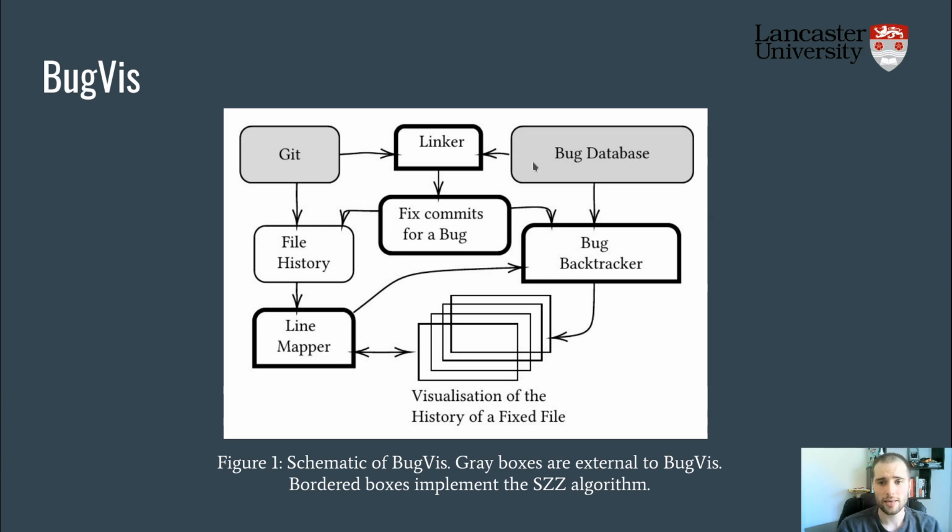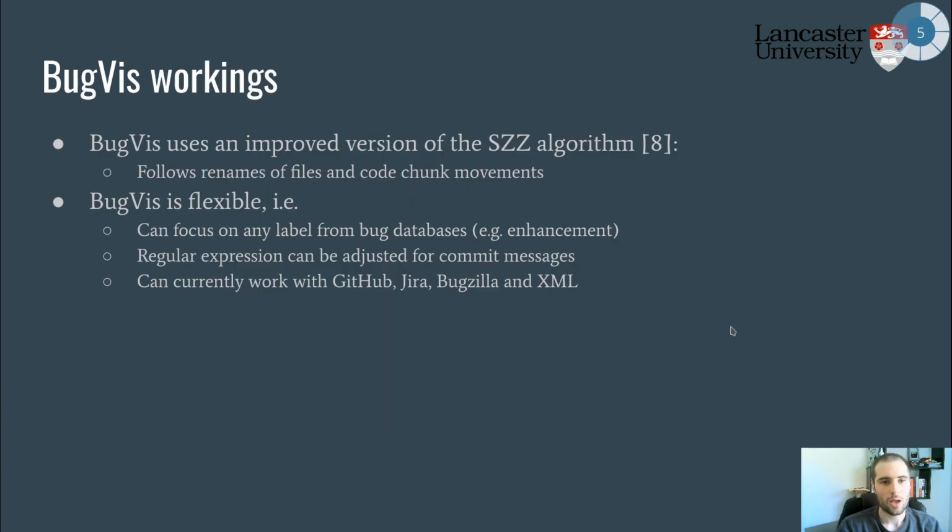So in the case of the linker, it works with an external SZZ tool, and in this case SZZ is a quite famous, prominent algorithm that is used in software fault prediction, which we have adjusted with the help of BugVis to follow renames of files and code chunk movements. So if there are any movements of code in a file, our improved version of the SZZ algorithm can follow that.